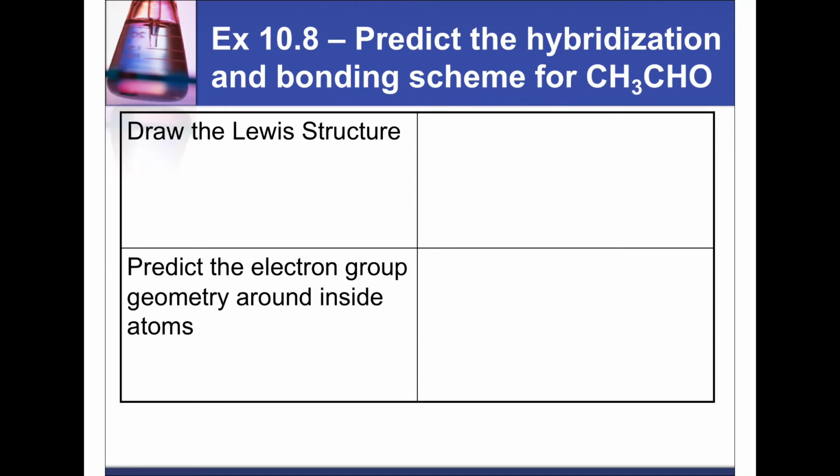Okay. The next thing I want to do is do it for a different molecule, one that we haven't done before. This is CH3CHO, and I just have the list of things to do here. The first thing to do is draw the Lewis structure. When you see a structure like this one here, the way that the formula is written has a lot to do with how you're going to do your Lewis structure.